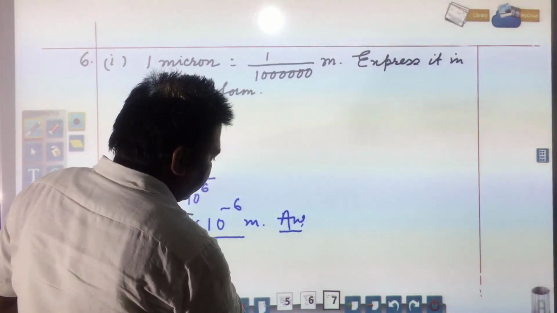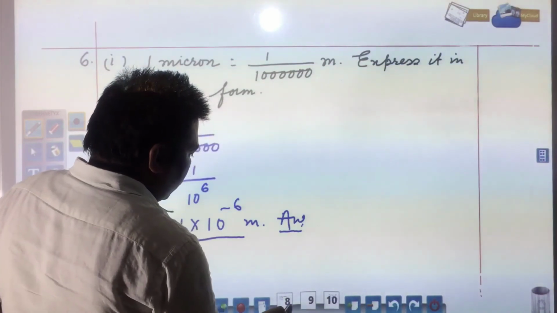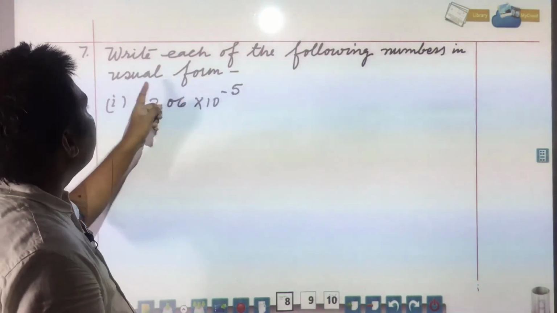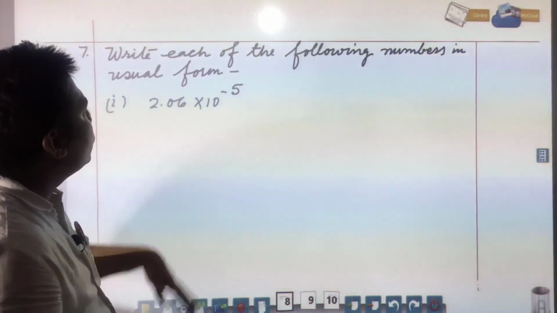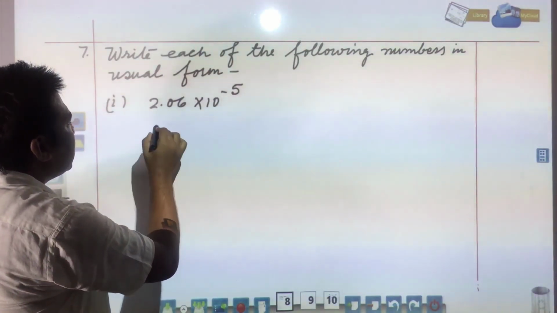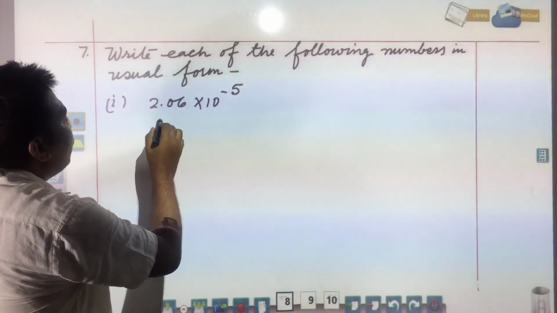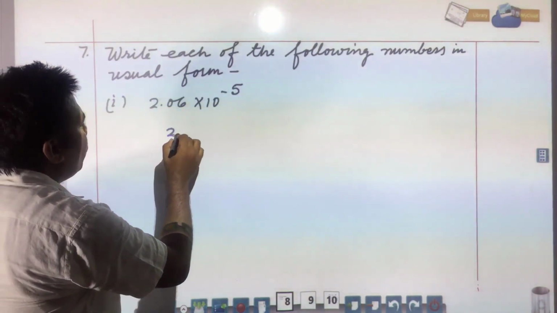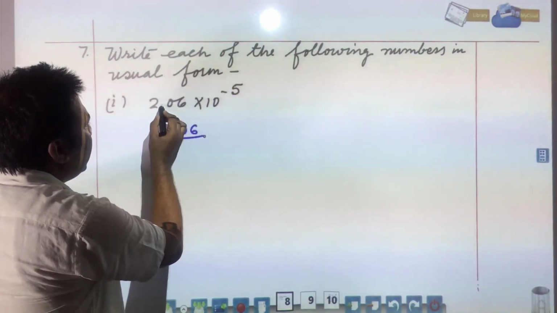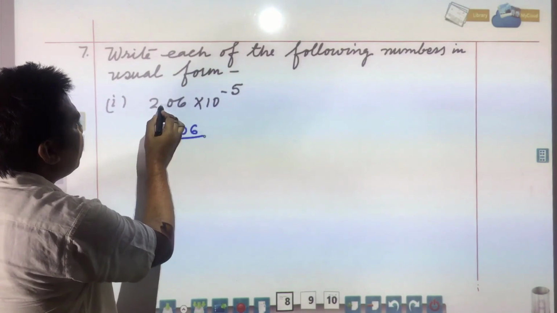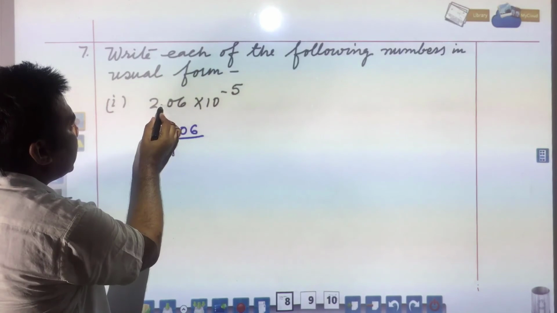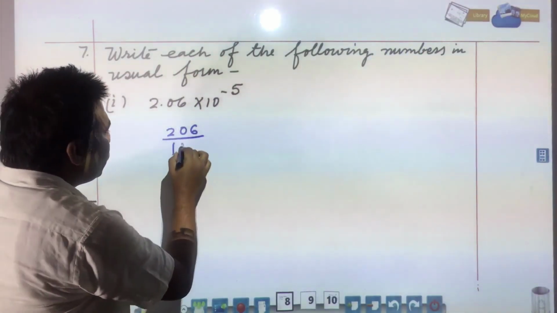Next you see, this one, write each of the following numbers in usual form. So, in usual form already you have seen one question, this question also you see how we will convert this. 2.06 can be written as 206 divided by, decimal you change into fraction. So, after decimal you have 2 digits. So, for decimal you put 1, and after decimal you have 2 digits. So, you need to put 2 zeros.